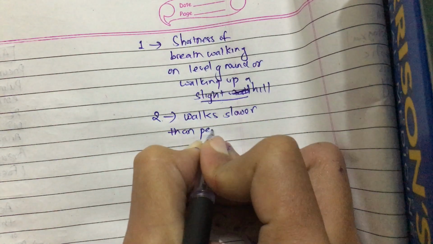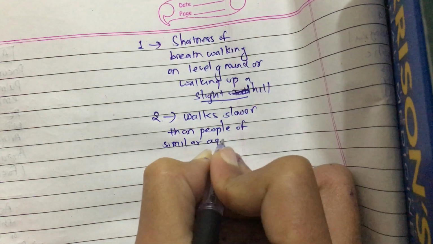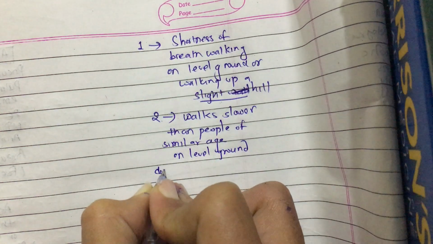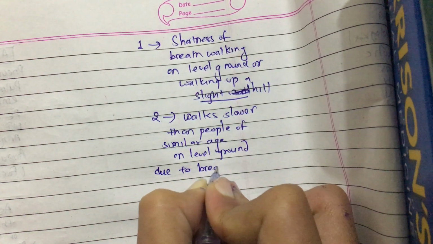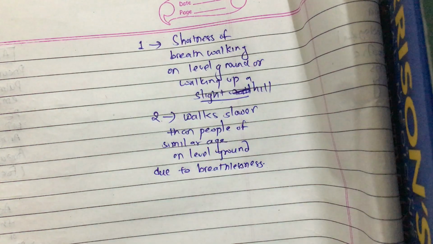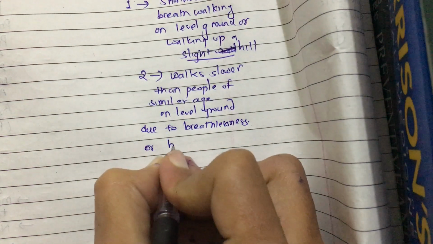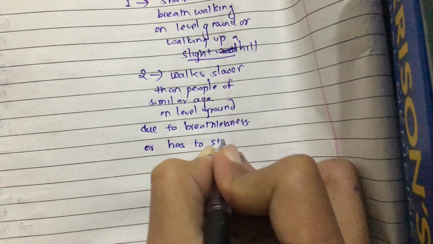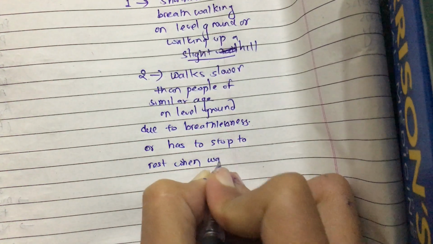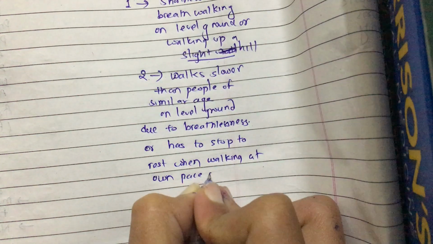MMRC grading 2 means the patient walks slower than people of similar age on level ground due to breathlessness. The patient has breathlessness, so he or she walks slower than people of similar age on level ground, or has to stop to rest when walking at own pace on level ground.